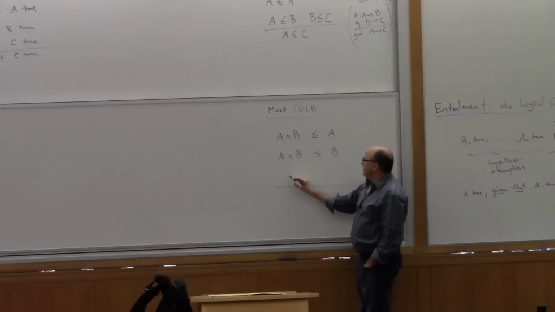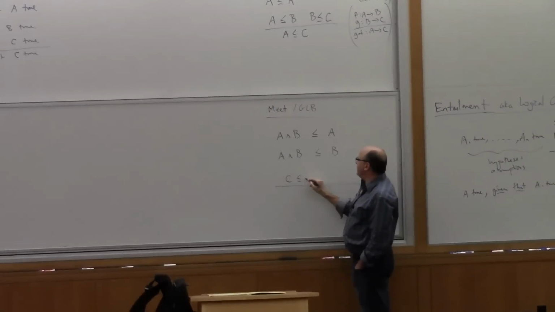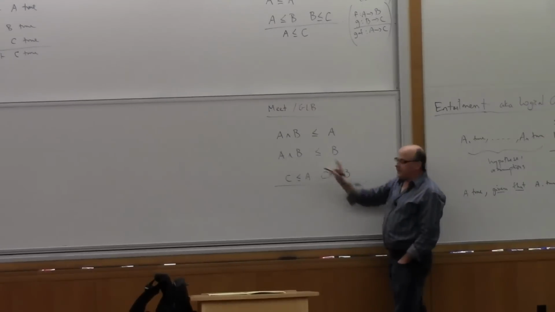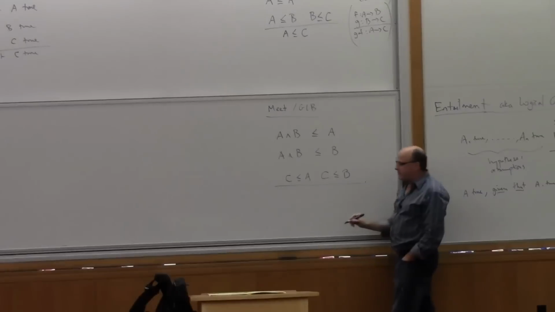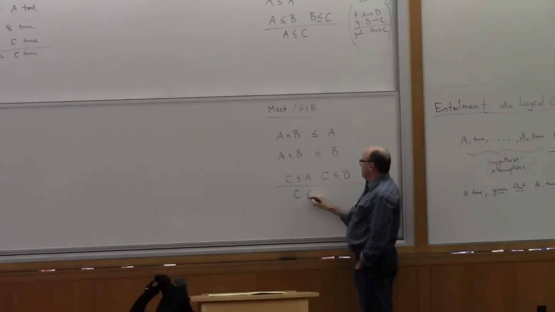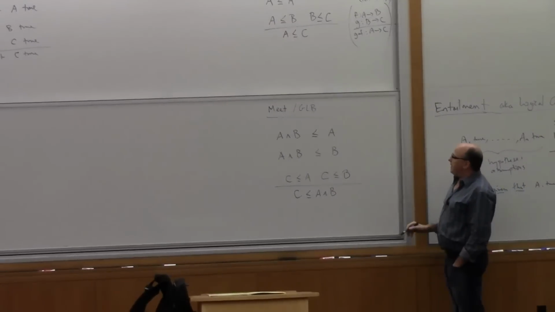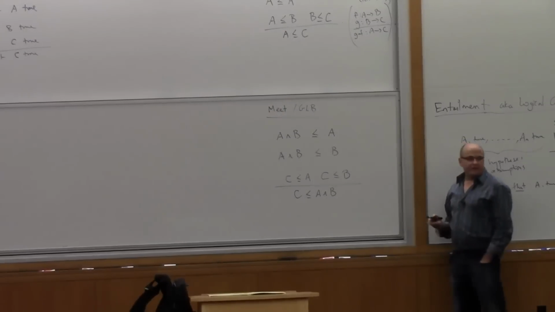And what does that mean? That says if you have any other lower bound for A and B, then I want to know that the meet is at least that large. And it's written like that. So these are the conditions of what it means to be a meet. This is the definition of a meet.